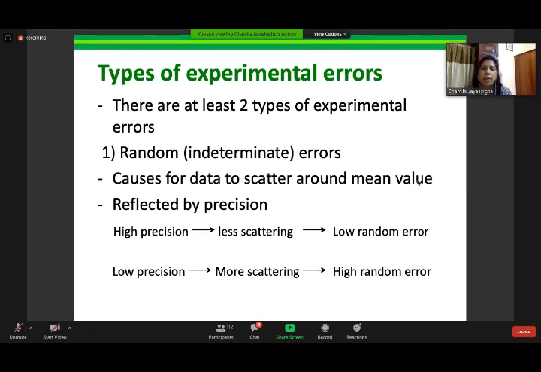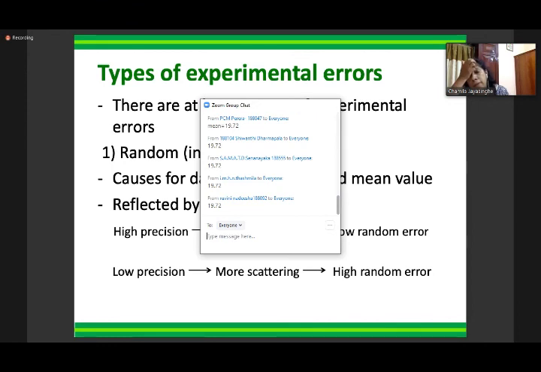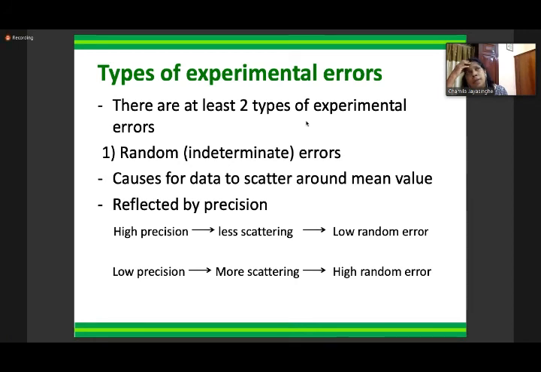Good. Then let's go to the types of experimental errors. This is also very important. There are at least two types of experimental errors. When I mentioned the absolute error, I mentioned plus or minus 0.1.